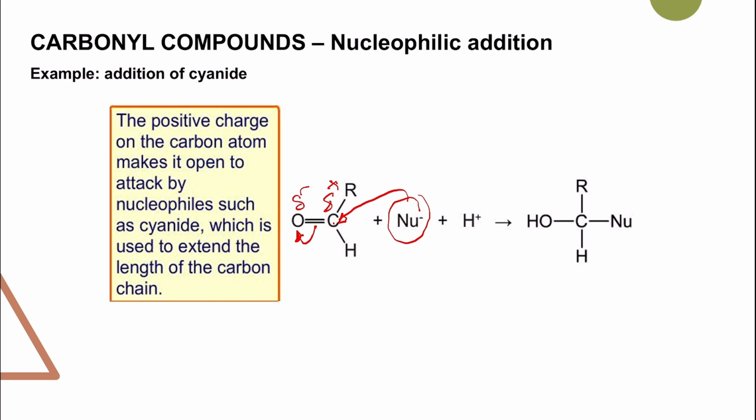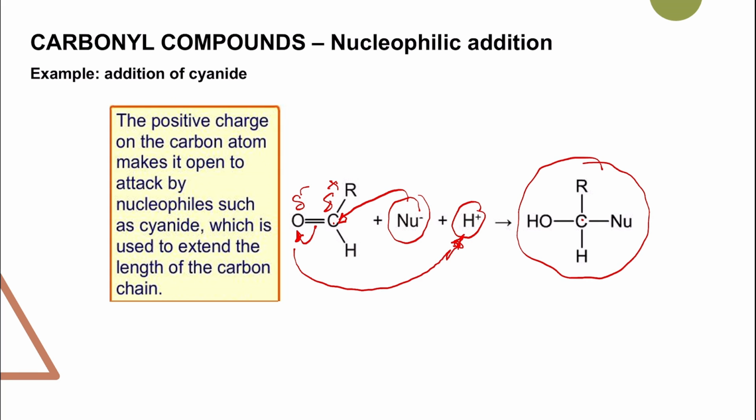The oxygen will then have a negative charge, and then we have a proton in the reaction mixture. This proton comes from the solvent, which could be water or methanol, and it will attack the negative charge, the proton with the positive charge, and that will give you the addition product. Now the oxygen has changed into an OH, and then on the carbon, there is a nucleophile added.